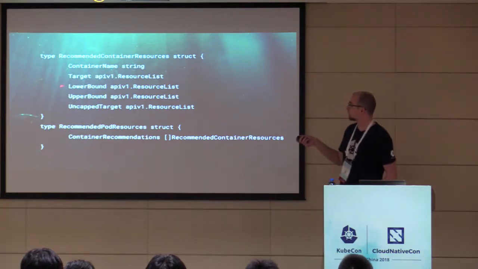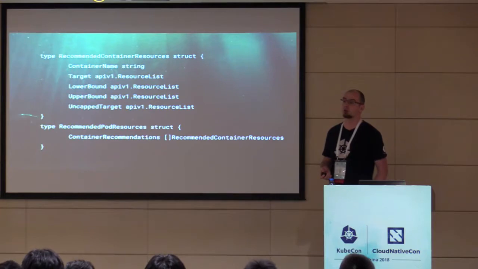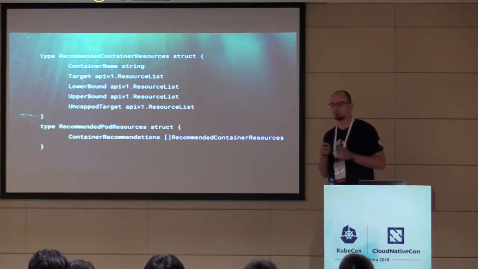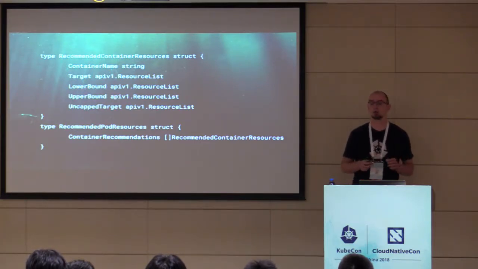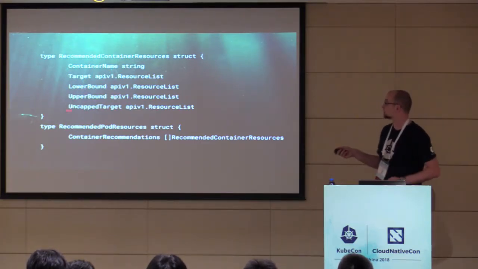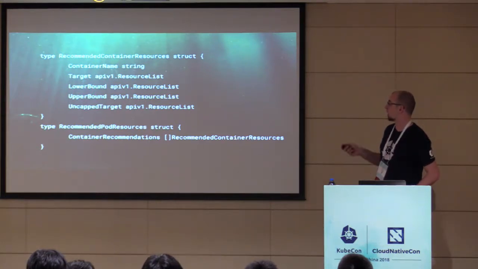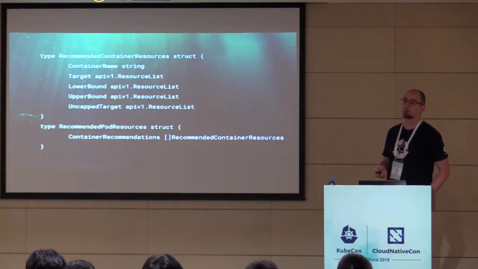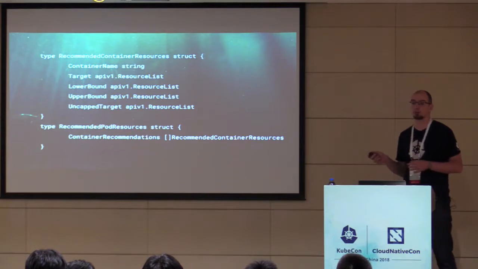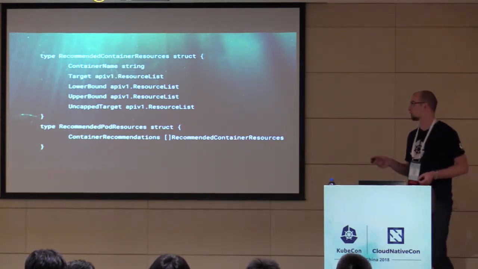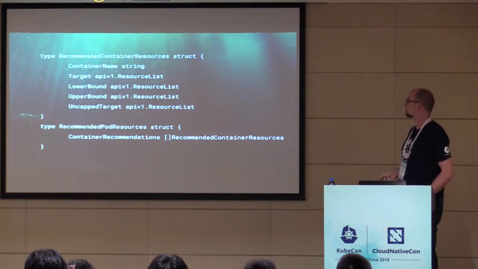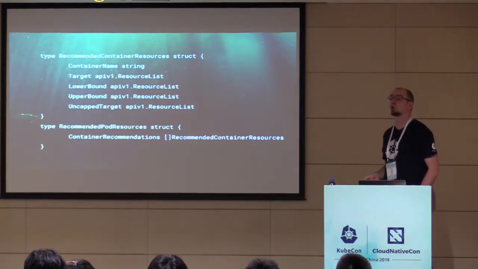So lower bound and upper bound is the minimum and maximum amount of resource, minimum and maximum size of the pod that VPA still considers okay. So if you are running VPA in fully automatic mode and the pod is within this lower and upper bound, it will not be updated. If it's outside of these boundaries, it means that the size of the pod is wrong and needs to be updated.